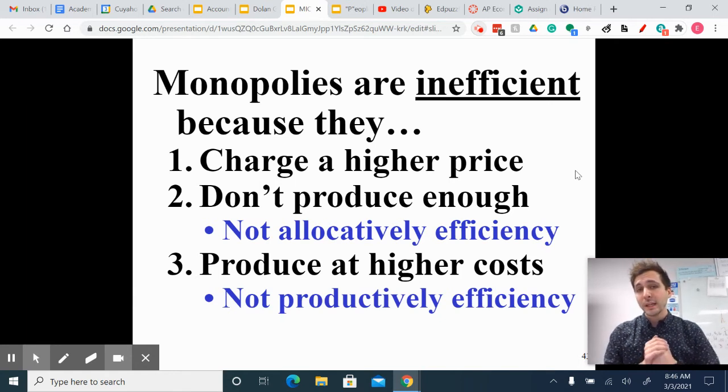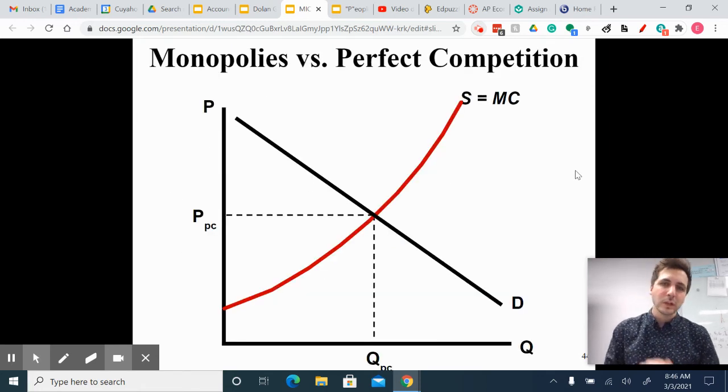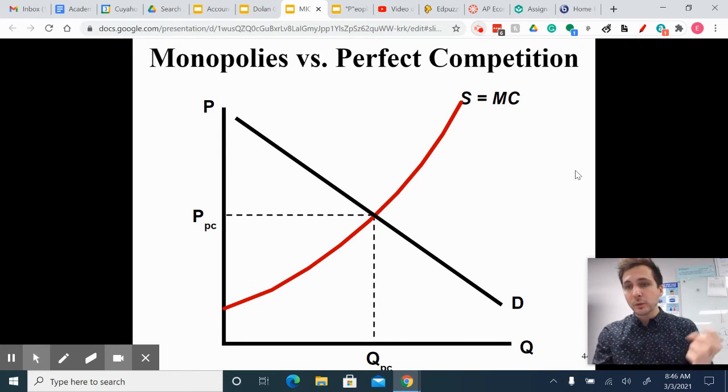So they're operating where they charge a high price, produce too little, not allocatively efficient, and where they produce at a higher cost than minimum ATC, which we know is where MC equals ATC. So they're not productively efficient. So let's just compare the 2 real quick. This isn't a perfect comparison, but keep in mind that marginal cost is our sneaky supply curve, right? So if we hold that to be true, then we can learn a couple of things.